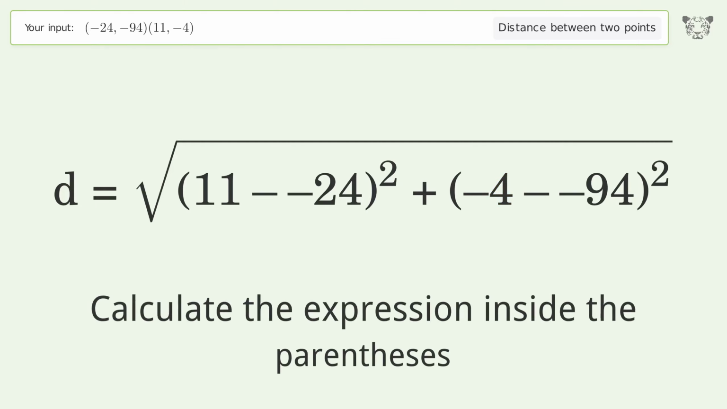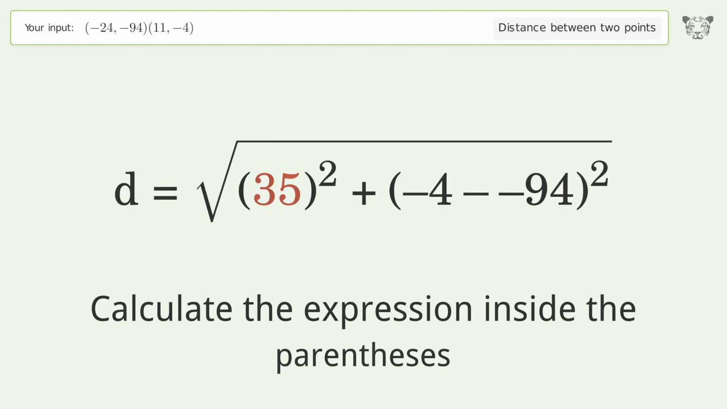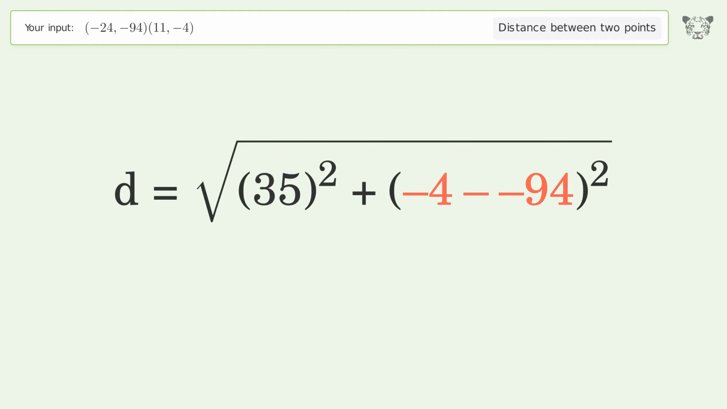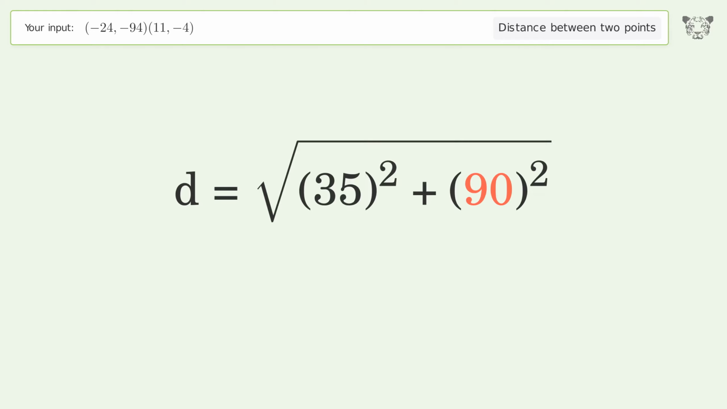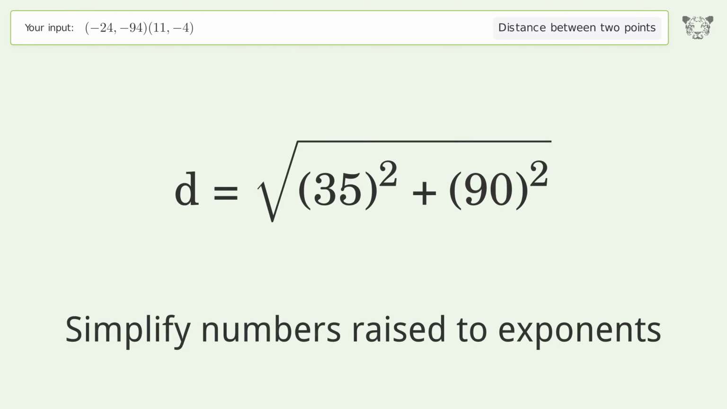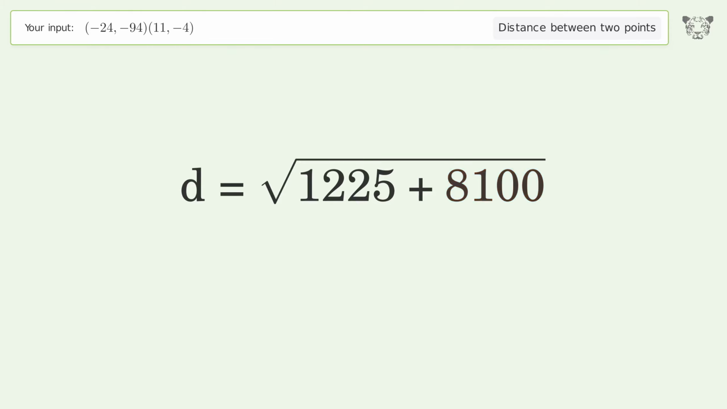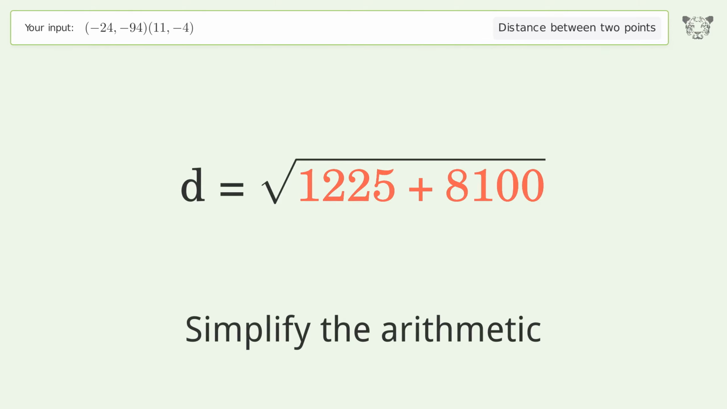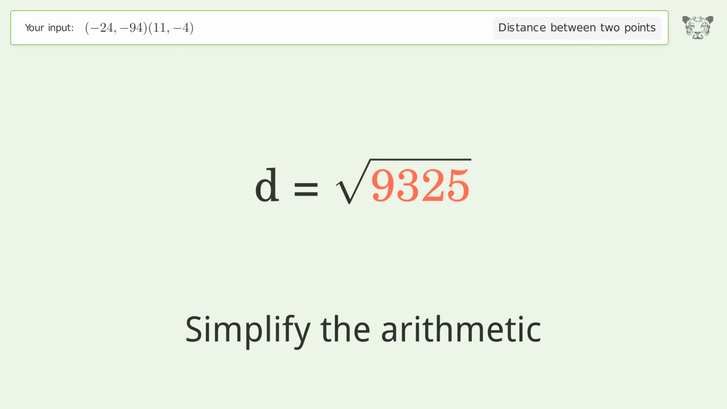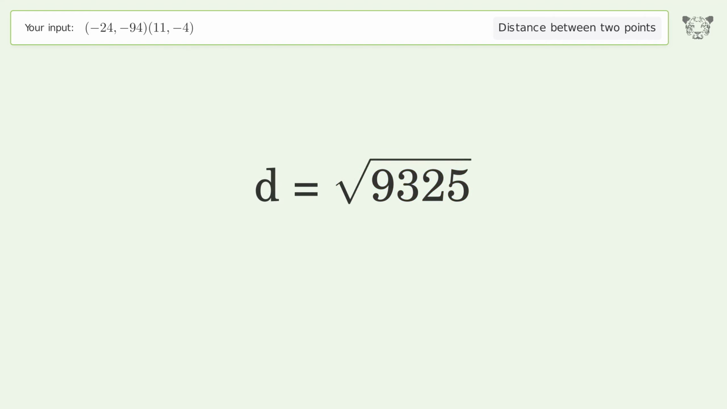Calculate the expression inside the parentheses. Simplify numbers raised to exponents. Simplify the arithmetic. And so the distance between the 2 points is the square root of 9,325, or 96.566.